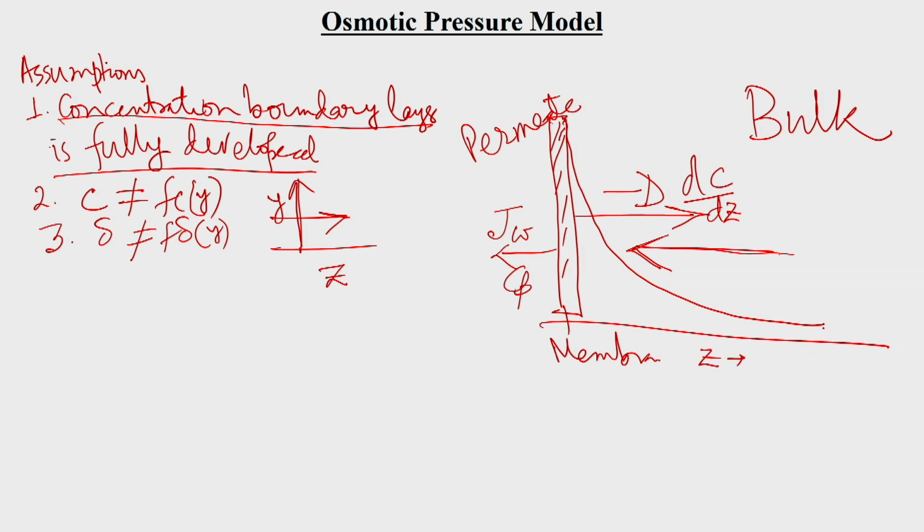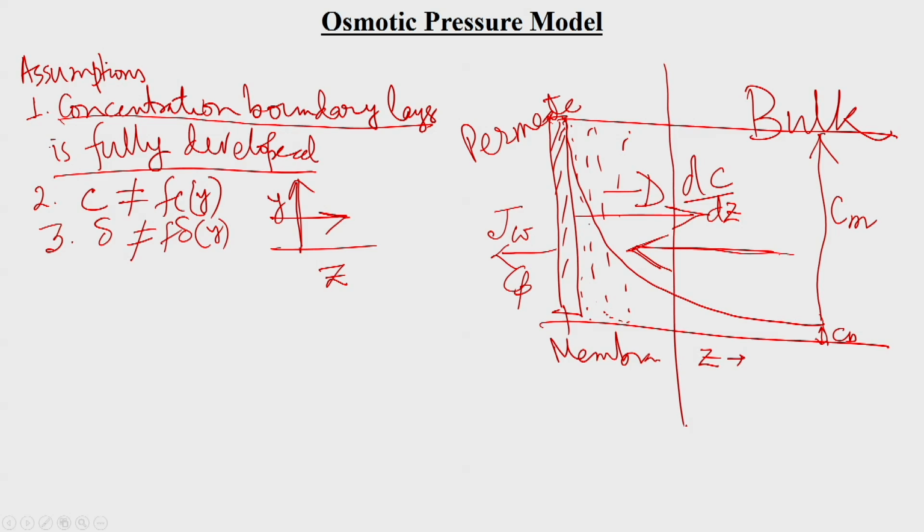The bulk concentration will be like this, which is the concentration of the solute in the bulk in the beginning. Whenever the system is entirely developed, the concentration at the membrane surface will be Cm, the membrane surface concentration. So, the solutes will be deposited here, and the thickness of the deposited solute layer will be developed like this, which is delta.